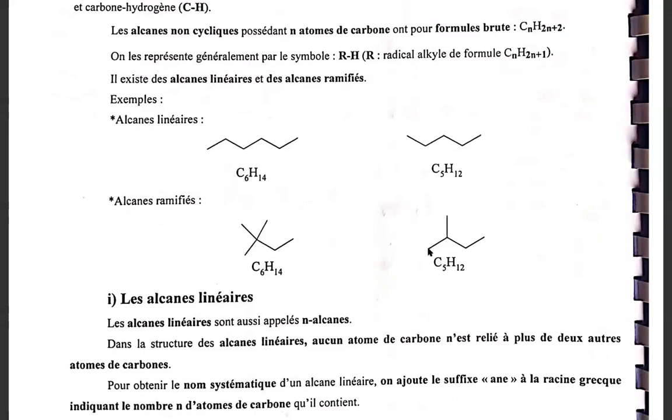Butane has got how many carbon atoms? 1, 2, 3, 4. It has got 4 carbon atoms. So in this case, we are saying the prefix for 4 carbon atoms is buta. Sorry, buta, that's the prefix. And the suffix is ane, which is going to make butane.